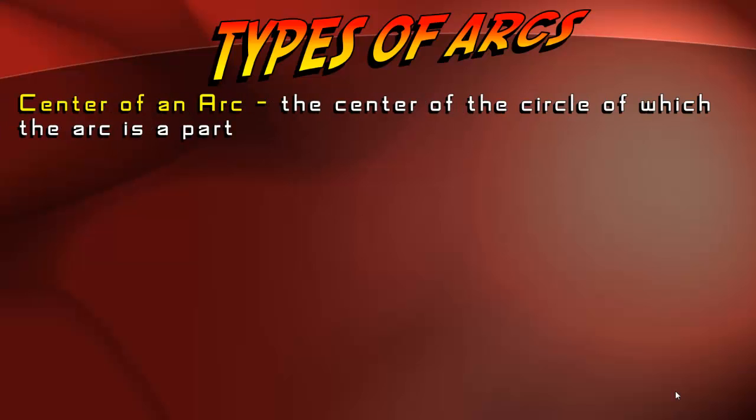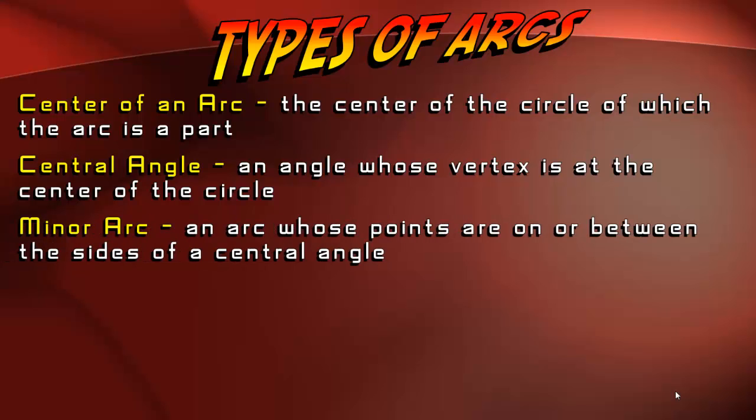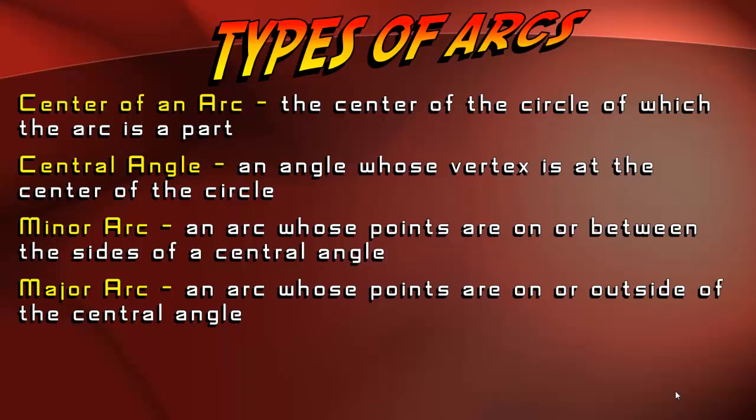Center of an arc is the center of the circle of which the arc is a part. Almost sounded like Dr. Seuss there. Central angle is an angle whose vertex is at the center of the circle. Minor arc is an arc whose points are on or between the sides of a central angle. Major arc, an arc whose points are on or outside of the central angle.